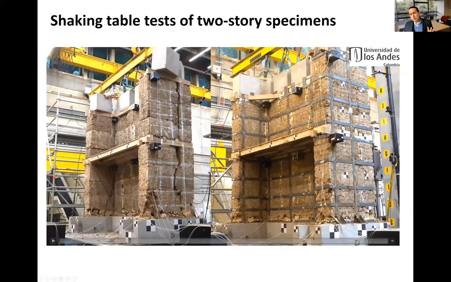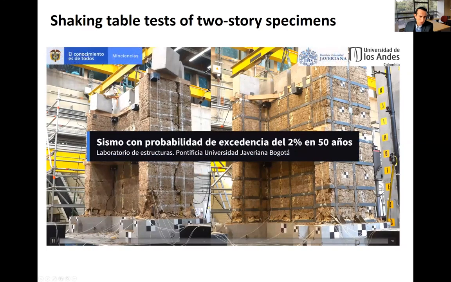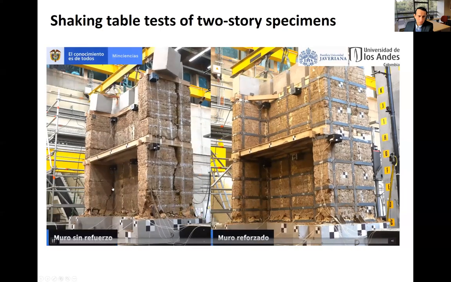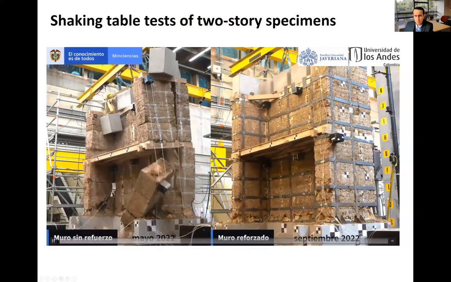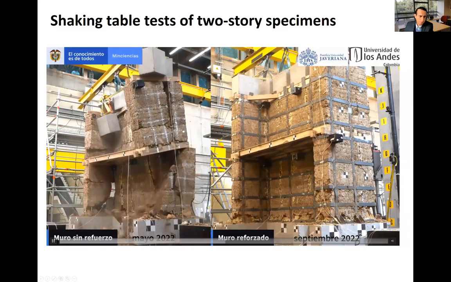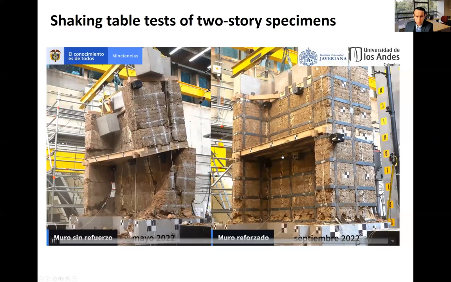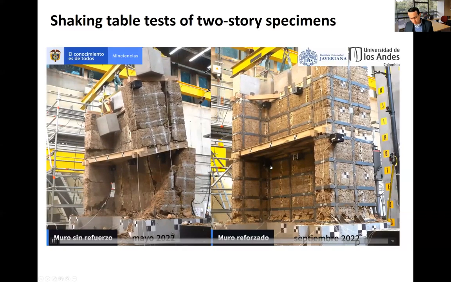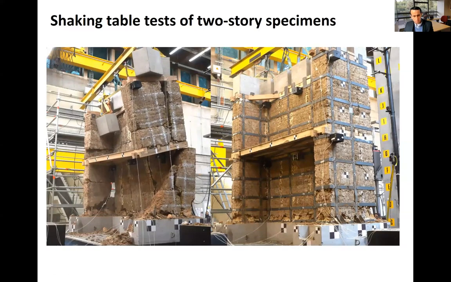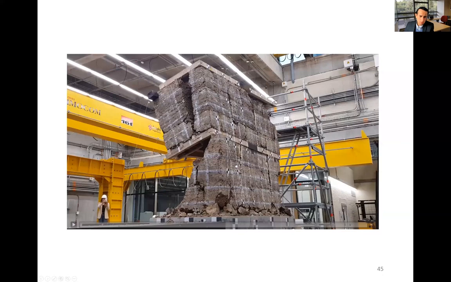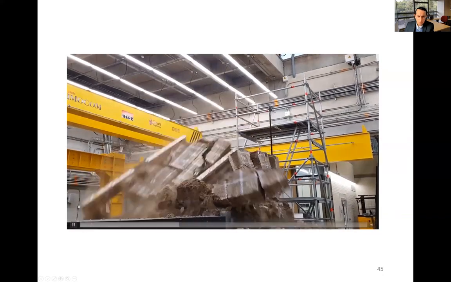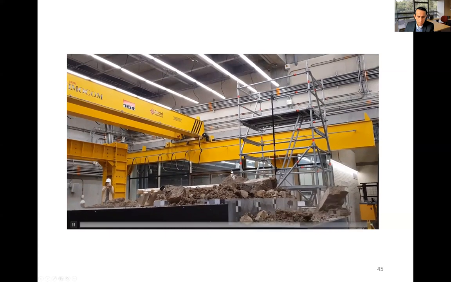Finally, we have done testing of two-story specimens subjected to two components of ground motion, as you can see here. So here we see a specimen on the left without any reinforcement, and on the right with reinforcement. We see the collapse of this specimen here, and this one here is with some damage, but it behaves very well, very stable, no permanent displacements that are important. Here is how it was at the end, we got complete collapse of this specimen without reinforcement.